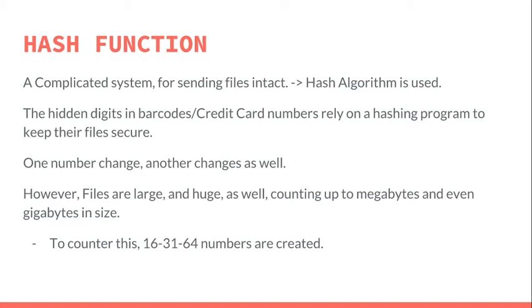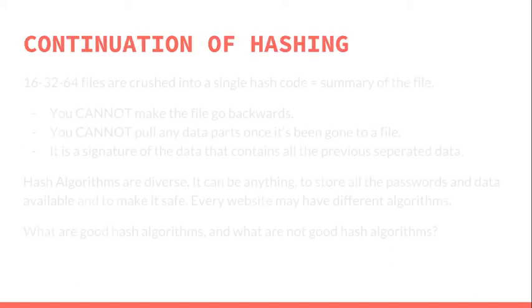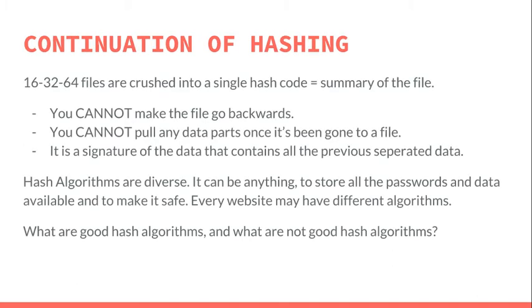So even though they're gigabytes in size, basically you put all of these huge files, these huge megabytes and gigabytes of files, and you pound them into a small piece of number that people can view. So you see that 16, 32, and 64 piles of numbers or codes are crushed into a single hash code. That hash code is a summary of your file.